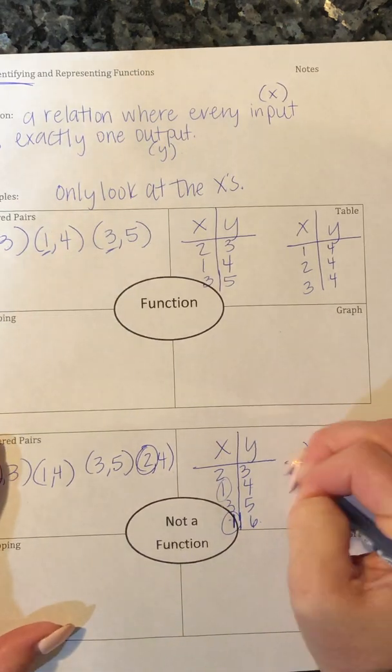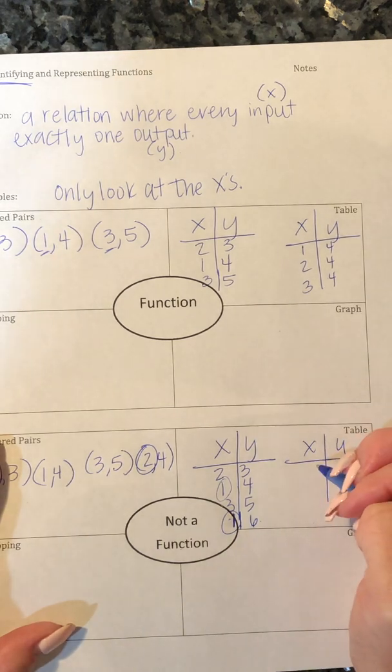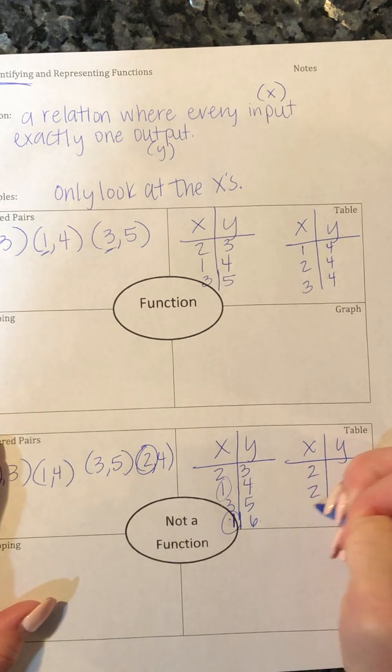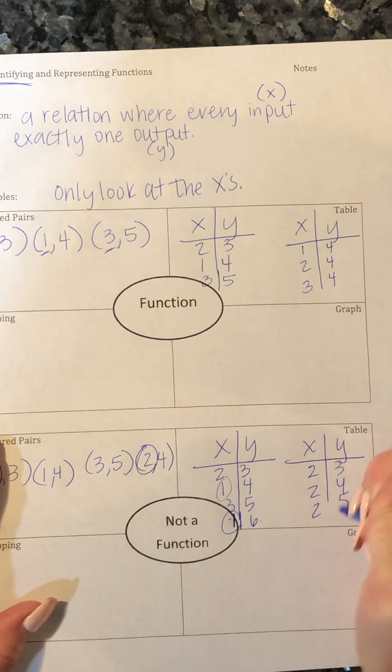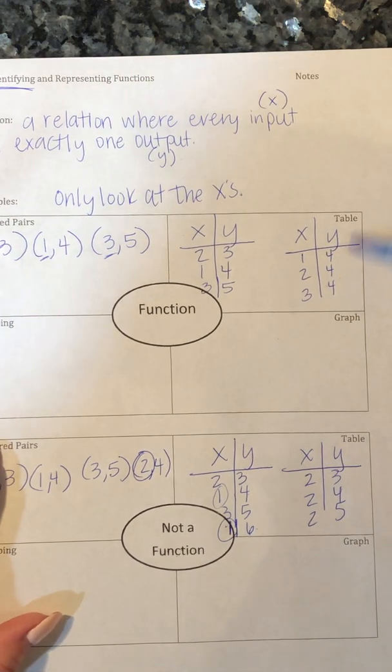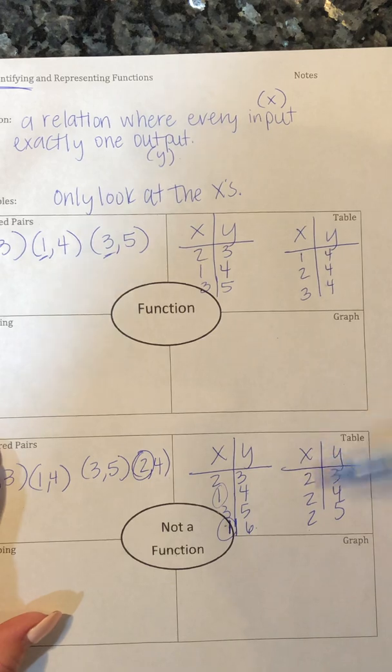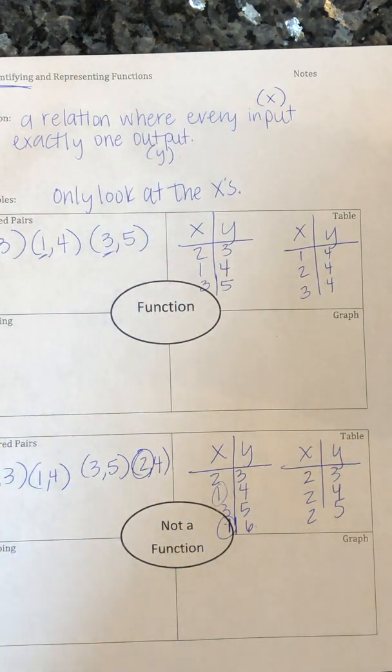Let's do one more, just so you guys can see. If I have 2, 2, 2, and 3, 4, 5 over here. Remember up here, the Y's can repeat themselves, but the X's cannot. For every input, you can have only one output.